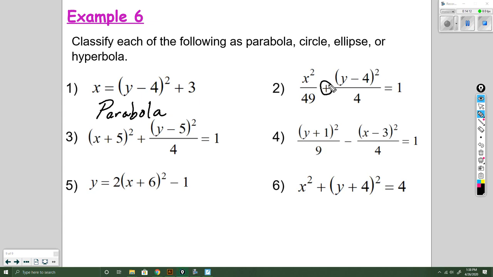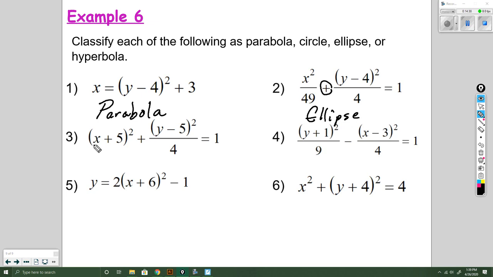All right, if we take a look at 2, notice one key thing is that they're both being squared, but also that we have a plus sign in between. So that only occurs for circles and ellipses. However, for circles, this wouldn't have any denominator, and since it does, it's an ellipse.